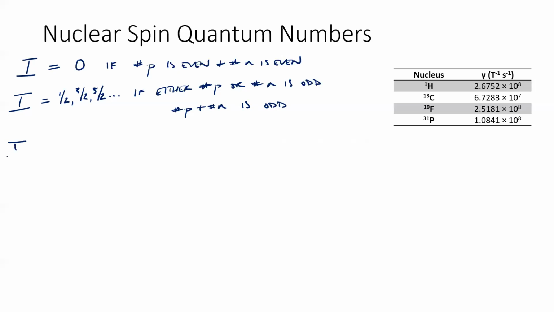Then the last option is whole integer spins, and so I can equal 1, 2, 3, etc., if both the number of protons and the number of neutrons is odd. So we have an even number of nucleons, but both protons and neutrons are odd.